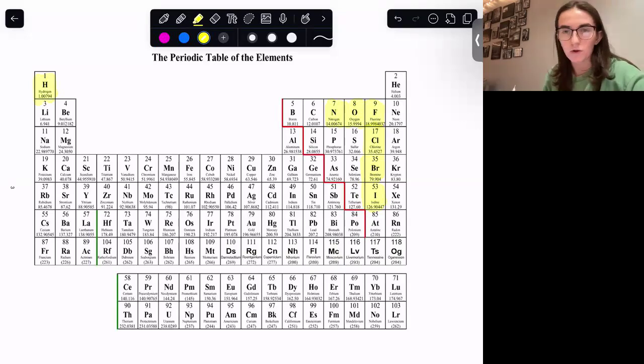But if you know the corner as your 7, or that there should be at least 7, hopefully you remember that hydrogen is just the other diatomic molecule. So you can use your periodic table to your advantage there.